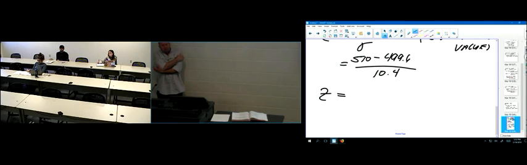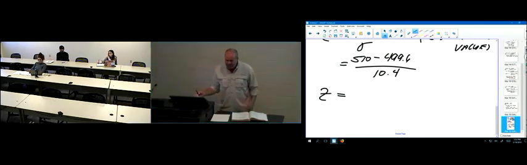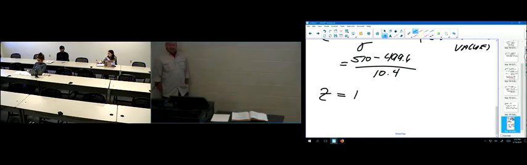Shit, it's 1. Really? The 1? I should have used the 68, 95, 99.7. It's telling me that 510 is 1 standard deviation greater than the mean. I'm going to play like this is not exactly 1. How would I do this if it's not exactly 1? I would do that. Okay?